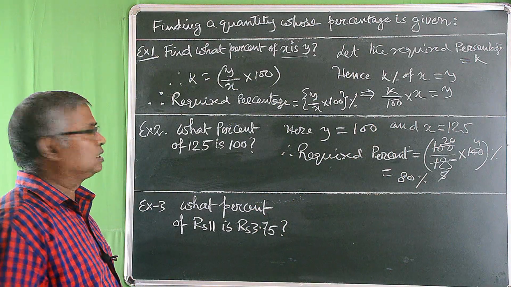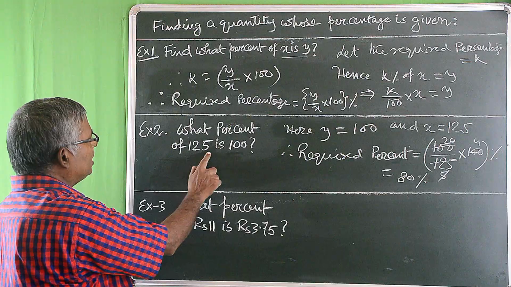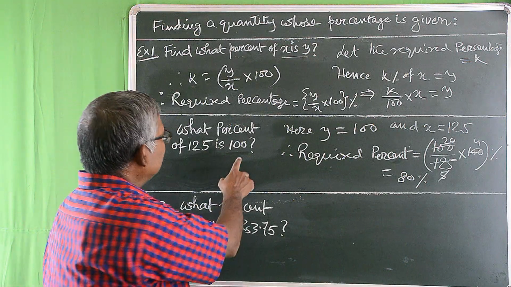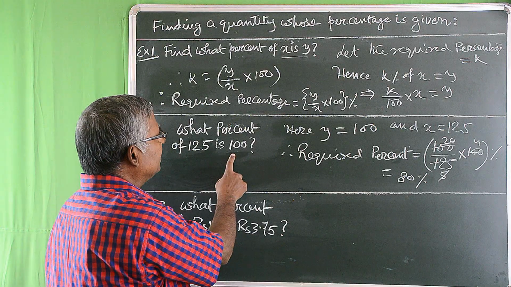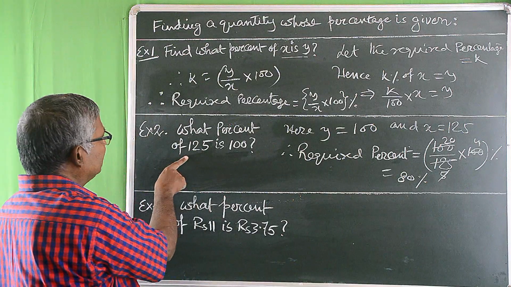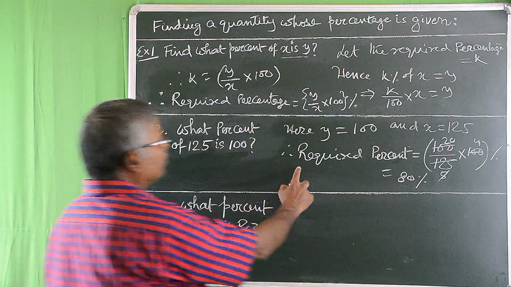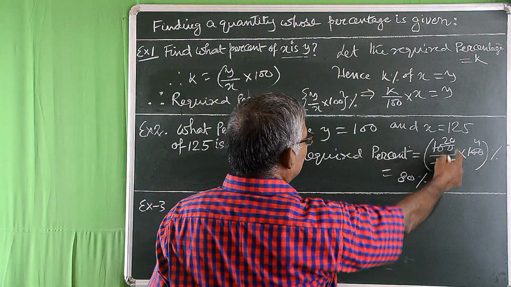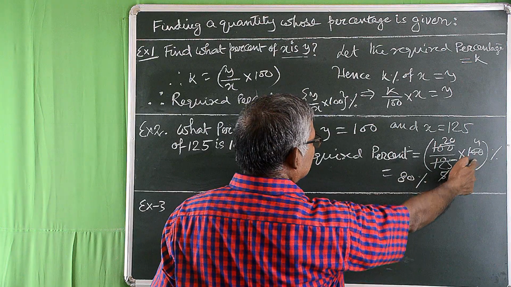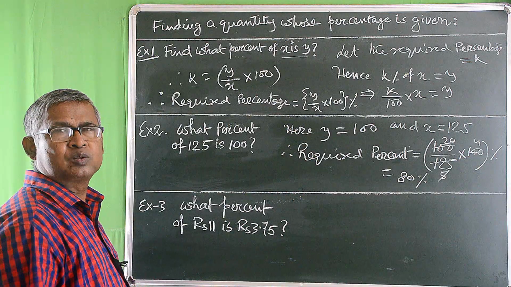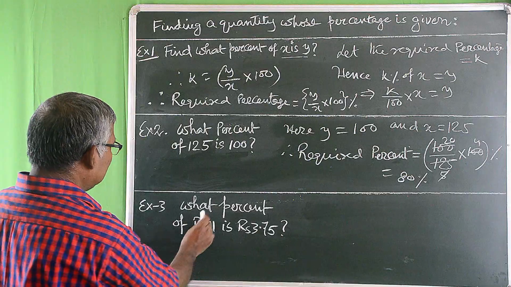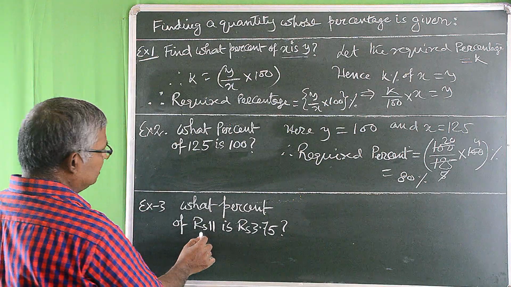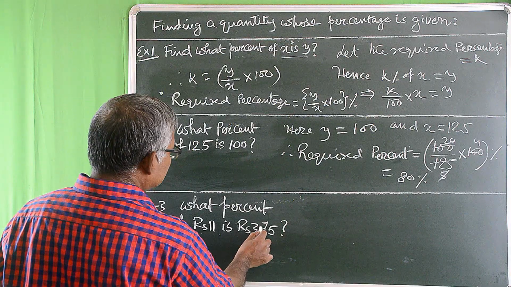Students, the problem is what percent of 125 is 100. Here y is 100 and the value of x is 125. Therefore the required percentage equals 100 by 125 into 100, that is 80%. Students, let us consider the third problem. What percent of rupees 11 is rupees 3.75?